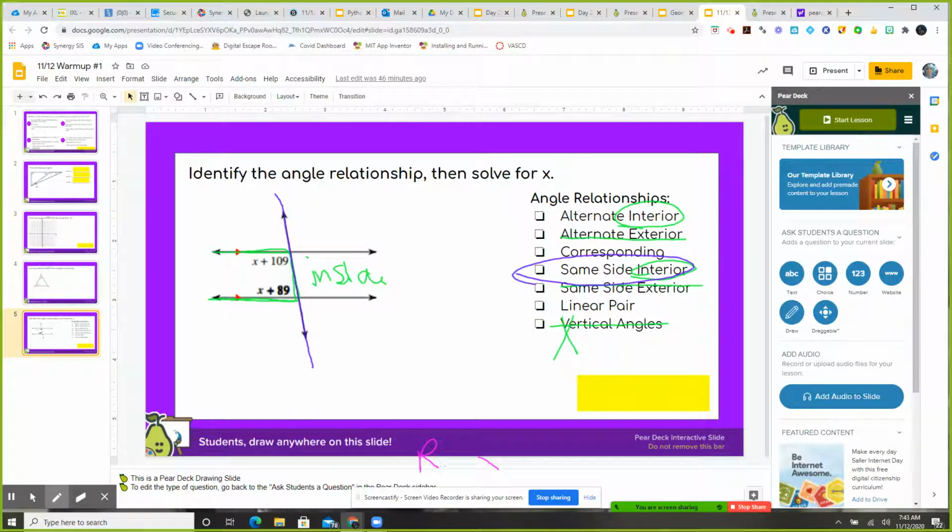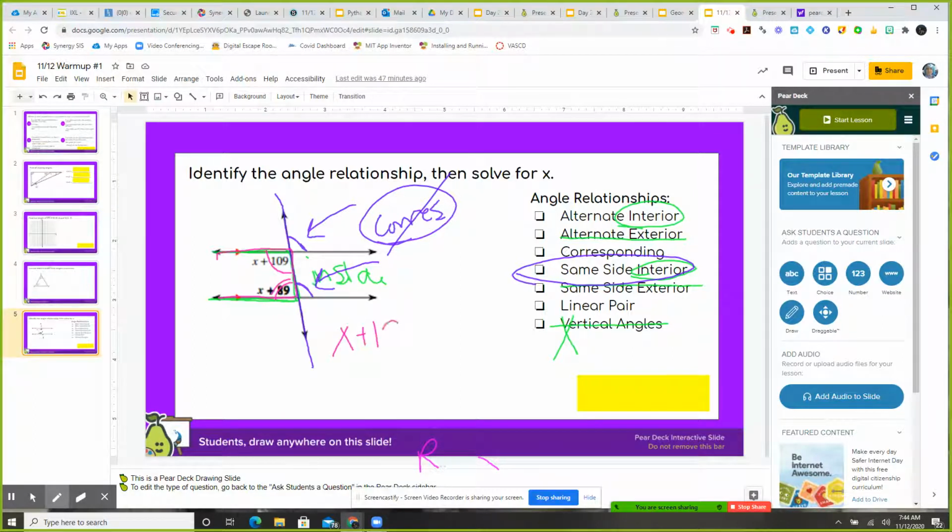They're not corresponding. Corresponding angles would be like this one and this one. Corresponding is one exterior and one interior. Okay, so they're definitely not corresponding. How do I set up the equation for same side equations? Equals 180. It's hard to see, but I have one obtuse and one acute. So they're going to equal 180.